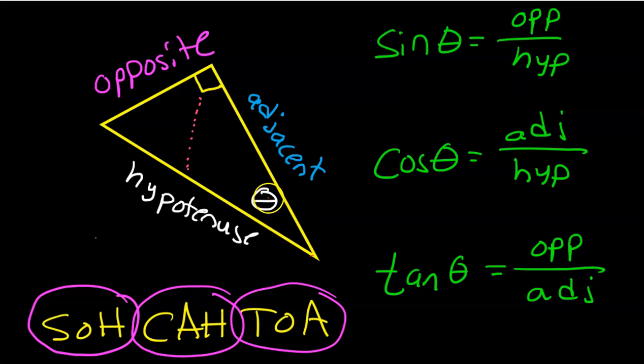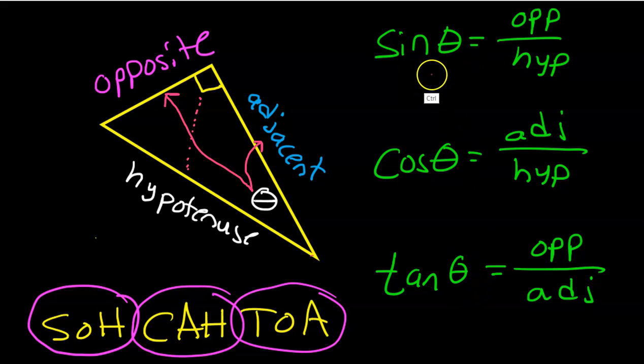Now, if you pick one of the acute angles of the right triangle, like let's say this one right here, across from the angle is the opposite side. Right next to the angle is called the adjacent side. So once you have the hypotenuse, the opposite side, and the adjacent side labeled, it's time to define sine, cosine, and tangent.